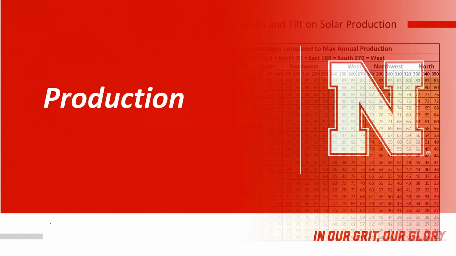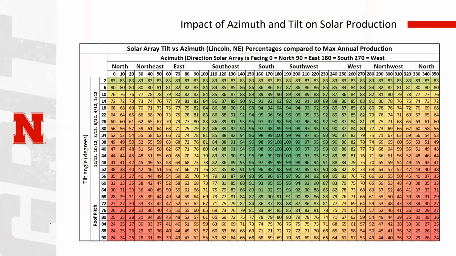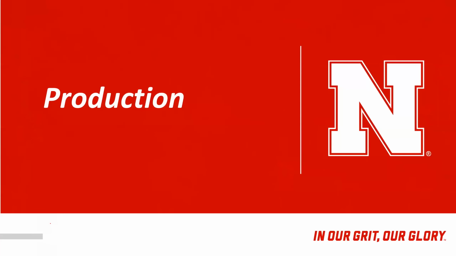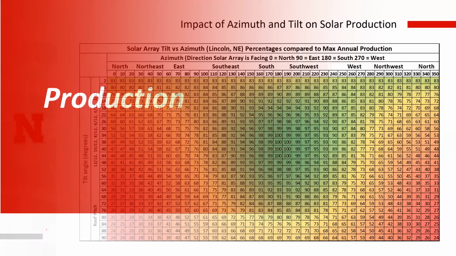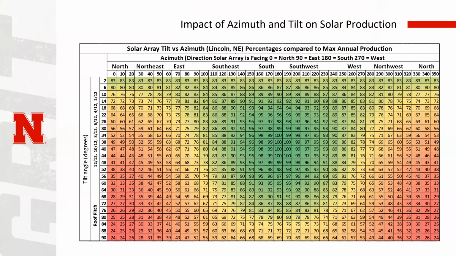Let's move on. Let's talk about production. When we talk about production, what I'm talking about is how do we estimate how much it's going to generate in a year, depending on where I put it, what tilt angle I put it at, and then finally what direction I face it. So I ran a model, and this is based in Lincoln, but really no matter where we are, it's going to be pretty similar, just a slightly different tilt angle.